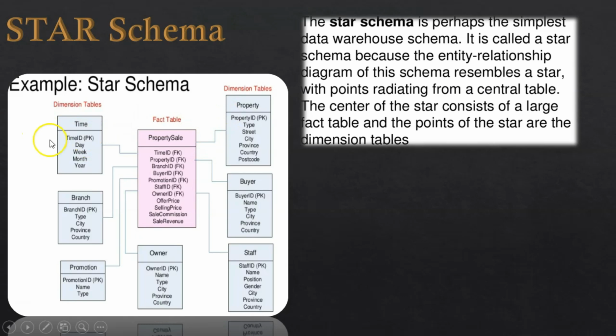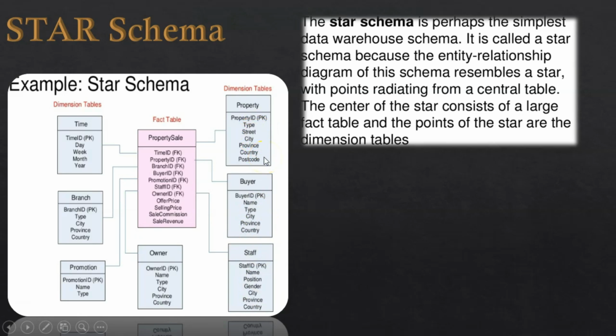So how many dimension tables do we have? 1, 2, 3, 4, 5, 6, 7. So we have the 7 foreign keys which are connecting this fact table to these dimension tables: 1, 2, 3, 4, 5, 6, 7. And we have some facts also like offer price, selling price, sale commission, sale revenue. And look at what kind of dimension data we have: day, week, month, type, city, province, promotion, name, type, name, position, gender, name, type, city, province, type, street, city, country, postcode.